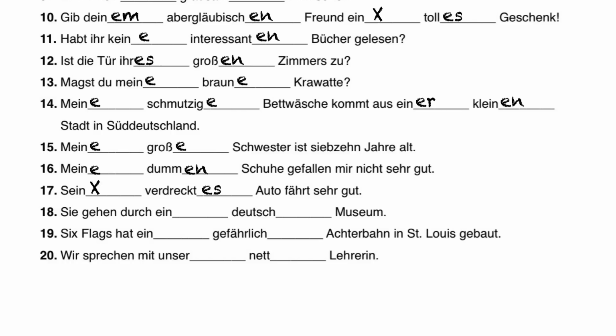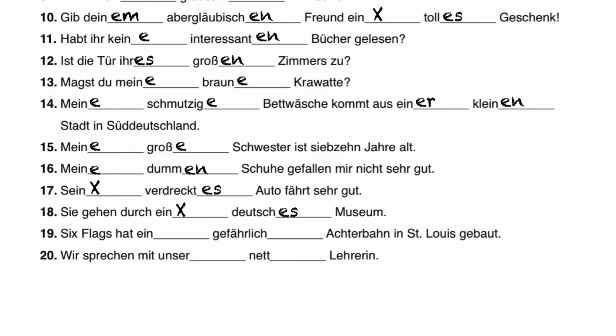Sie gehen durch blank blank Museum. Durch is an accusative preposition, which means here we need the accusative case. Museum is a neuter noun. In the accusative case, we don't have an ending on the ein-word for that. We do have to have one here on the adjective, however, which is an es for the accusative neuter. Sie gehen durch ein deutsches Museum. They are going through a German museum.